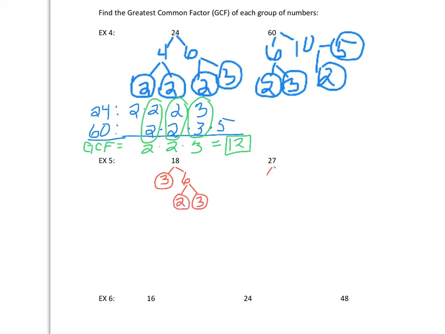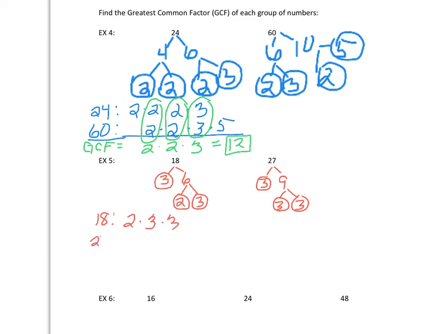You only have one choice with 27, and that would be 3 and 9. Circle the 3, and 9 breaks down into 3 and 3. Circle the 3's. So then we're going to stretch them out in expanded form and line up what they have in common. So for 18, and you always want to go from smallest prime to largest prime. So I've got 2 times 3 times 3.